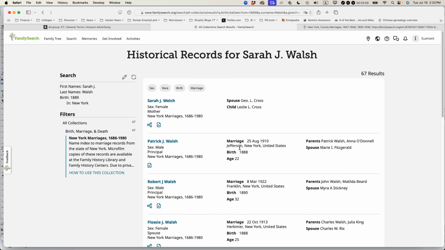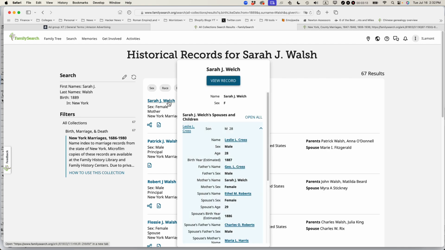Okay, interesting. Sarah J. Welch. Now, one thing I've discovered in my research is that oftentimes the transcriptions are wrong. This happened with a census return for the same family. Sometimes it was spelled Welsh, sometimes it was spelled Welch, even though it was actually Walsh. So let's see if this is the person, Sarah J. Welch.